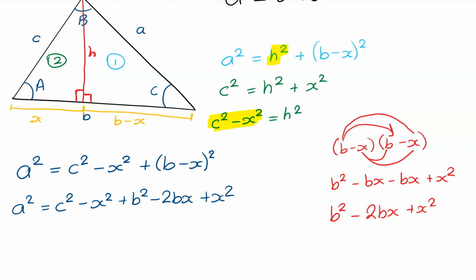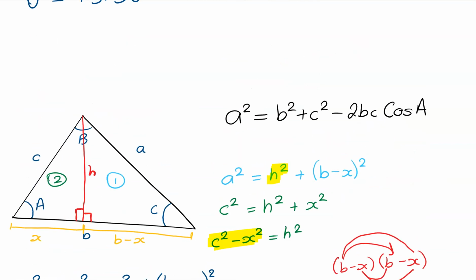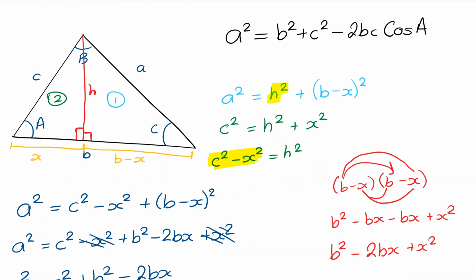And now we just add like terms. We can see we've got negative x squared plus x squared, and that just cancels out. So we're left with a squared equals c squared plus b squared minus 2bx. Now, if you look at that, we're quite close. The only thing we're missing over here is the cos A, or c cos A.